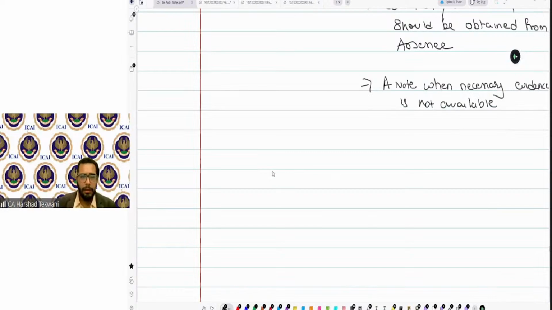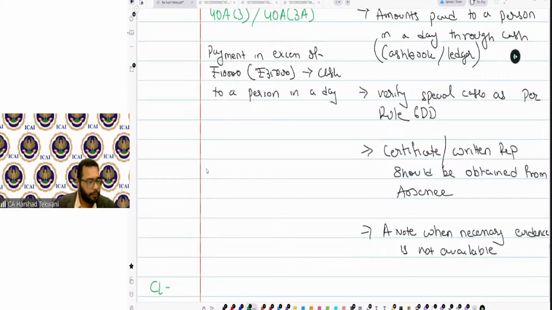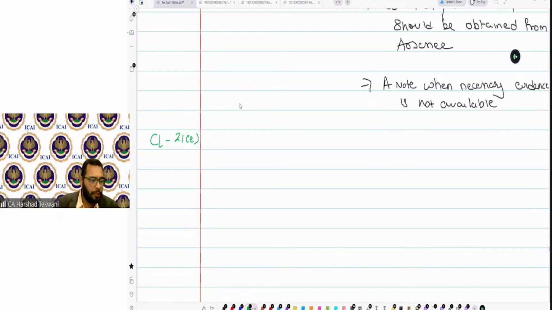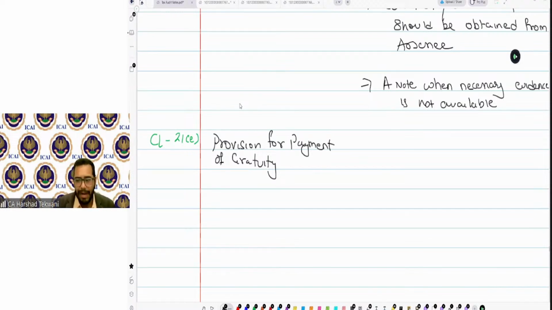Okay. Then the next clause that is there is clause 21E, which is with respect to the provision for payment of gratuity, which is not allowable under section 40A(7). If such provision is there, then no deduction is required to be allowed in that particular provision.